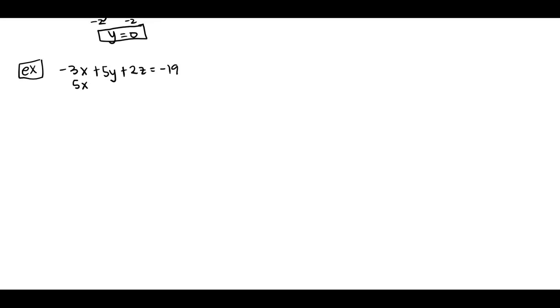5x minus y plus 4z equals negative 5. And then 4x minus 2y plus 2z equals 2. On this one, your directions could say to write your answer as parameters of z, or it could say x, or it could say y. So you've got to watch what it's asking you, how it wants you to write your answers.